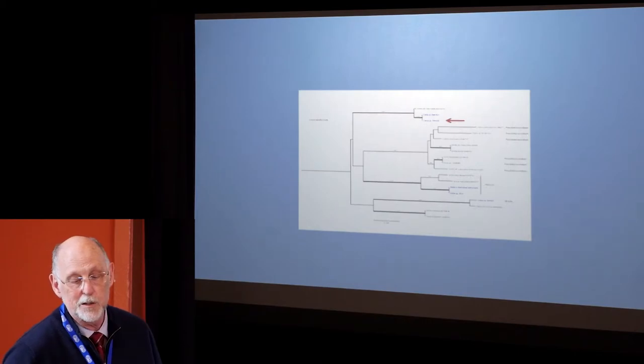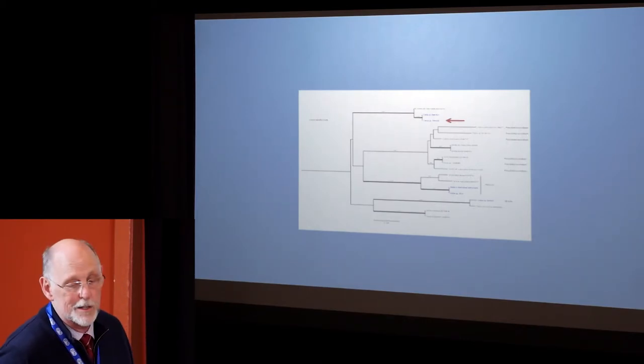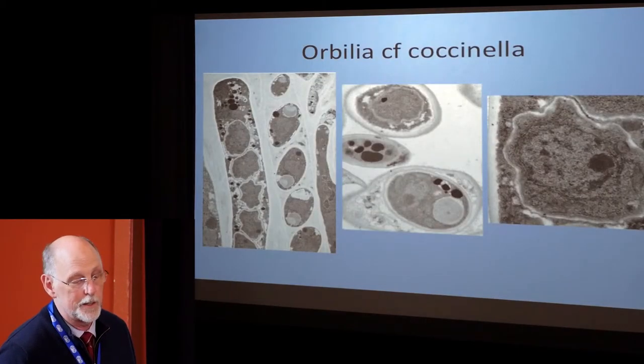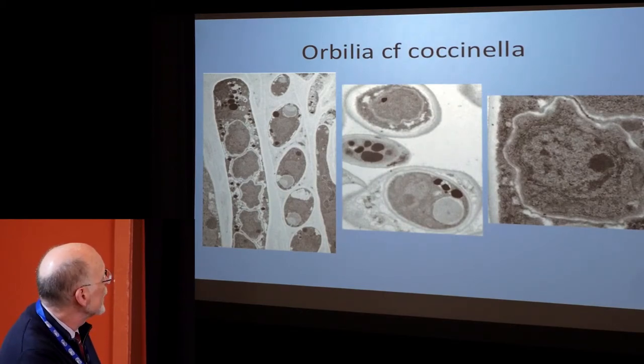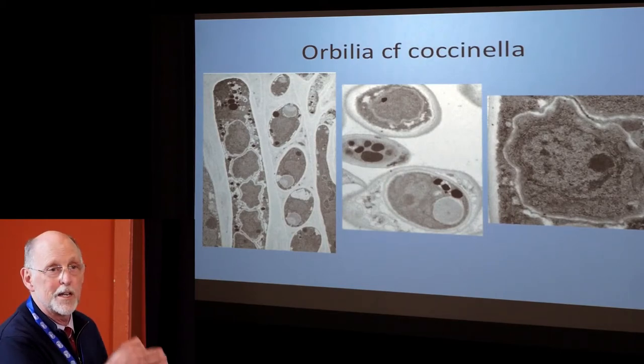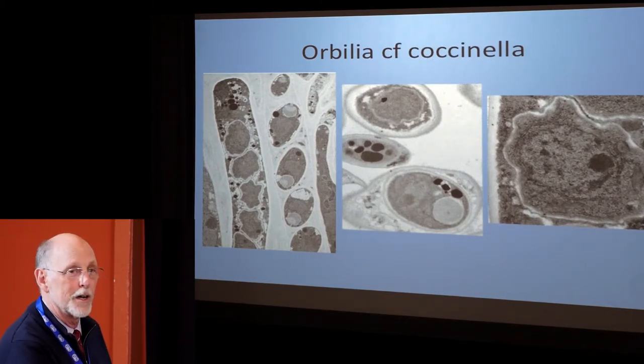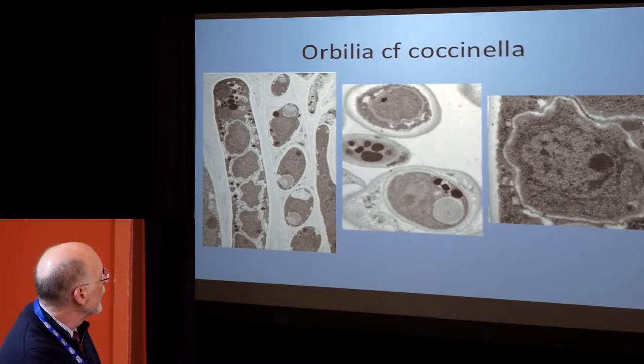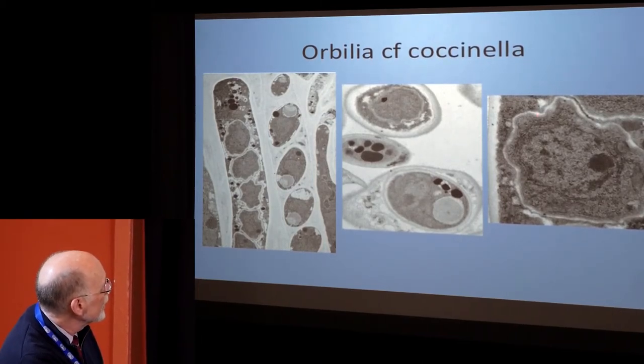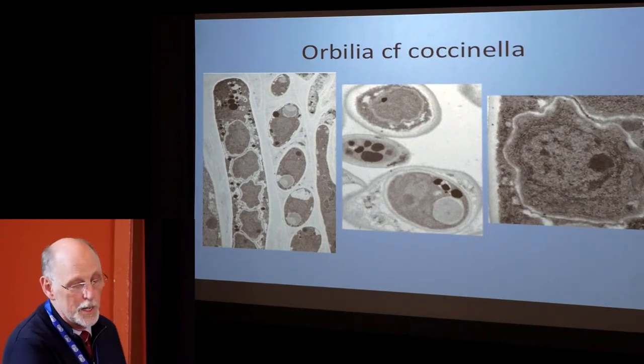We went to another group. This is something kind of close to coccinella. Looking at its development, I wanted to point out that young spores are very loppy and convoluted. They become ovoid or ellipsoid. Here they are. Here's the spore.